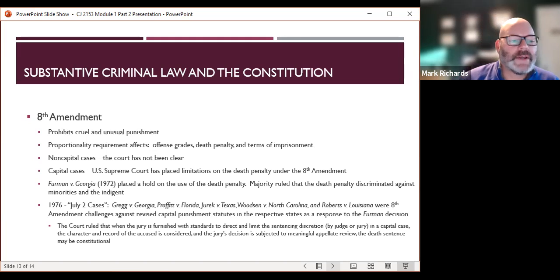The court ruled that when the jury is furnished with standards to direct and limit the sentencing discretion by the jury or by the judge in a capital case, the character and record of the accused has to be considered. The jury's decision is subjected to meaningful appellate review. In these cases, when these elements have been proven, the death sentence may be constitutional.